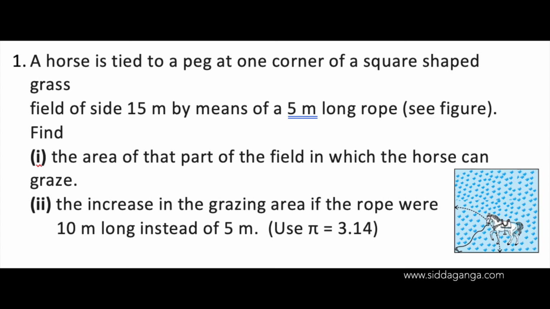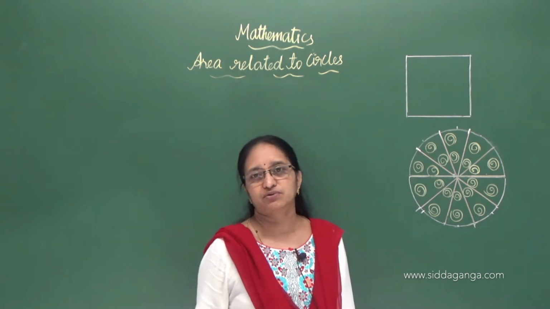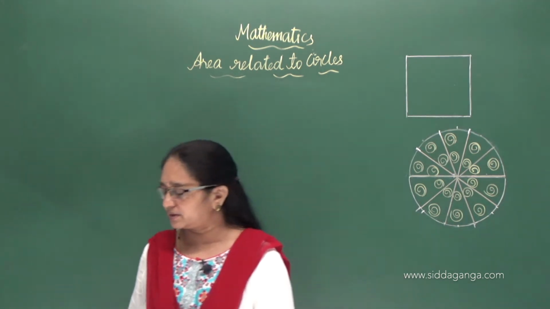See, the eighth one: a horse is tied to a peg at one corner of a square-shaped grass field of side 15 meter by means of a 5 meter long rope. Find the area of that part of the field in which the horse can graze. Second, find the increase in the grazing area if the rope were 10 meter long instead of 5 meter. Here you have to use pi is equal to 3.14. So for this problem also, use the value pi is equal to 3.14.